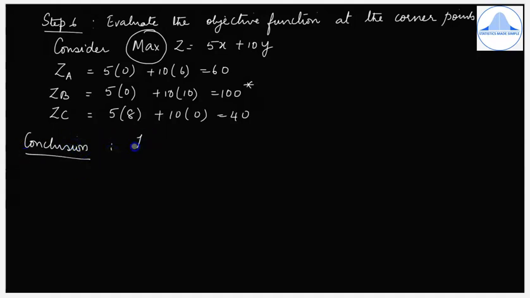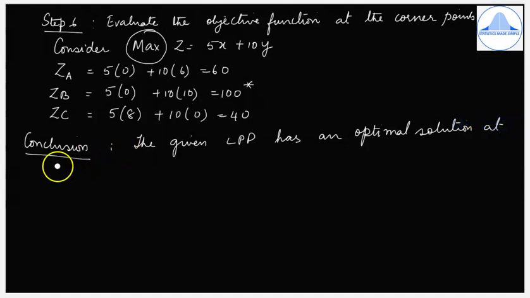So you can write the given LPP has an optimal solution at B, which is (0, 10), and maximum Z is equal to 100.